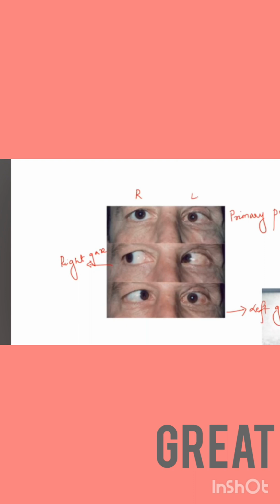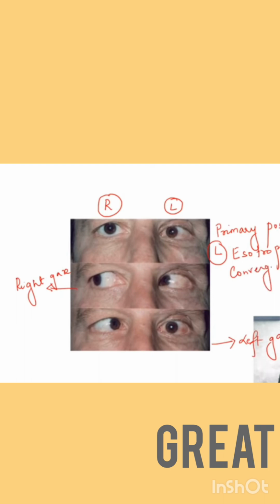Many of you have actually guessed the right answer. If you look at the left eye, you can make out that this left eye is showing a convergent squint, right? It is deviated inwards. So this left eye has an esotropia. Esotropia means what? Esotropia, or convergent squint. The left eye has an esotropia or convergent squint.